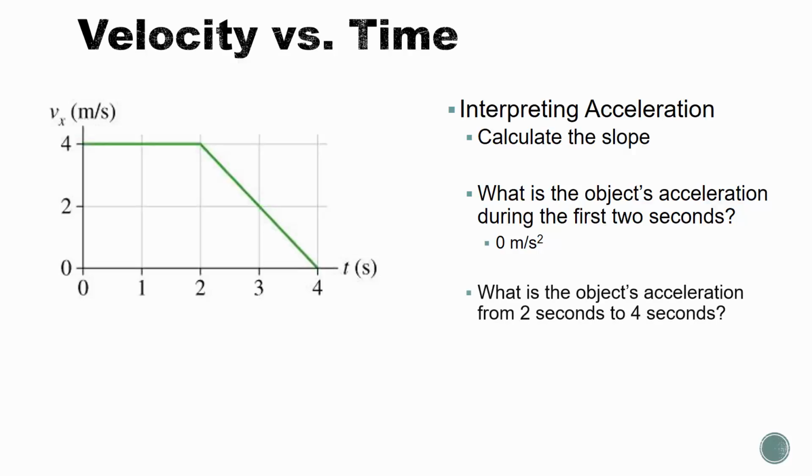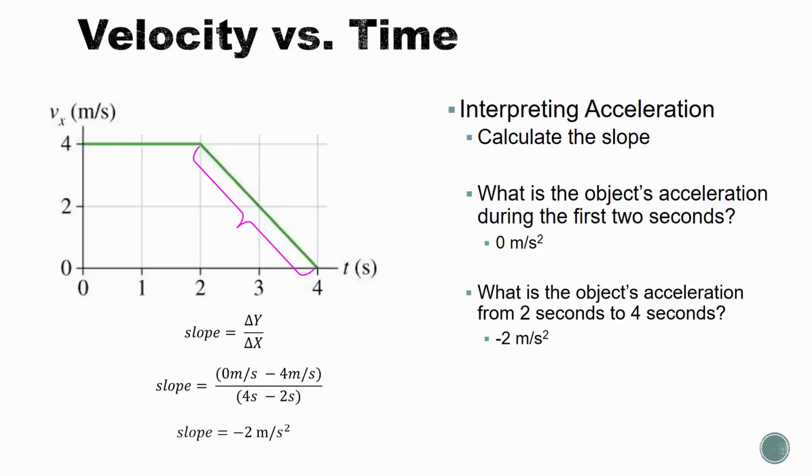What is the object's acceleration from 2 seconds to 4 seconds? Let's do the slope calculation. Remember that slope is the change in y over the change in x. We end at 0 meters per second. We originated at 4 meters per second. And this happens from 2 to 4 seconds, and we get a slope of negative 2 meters per second squared. That is the acceleration during this time period.